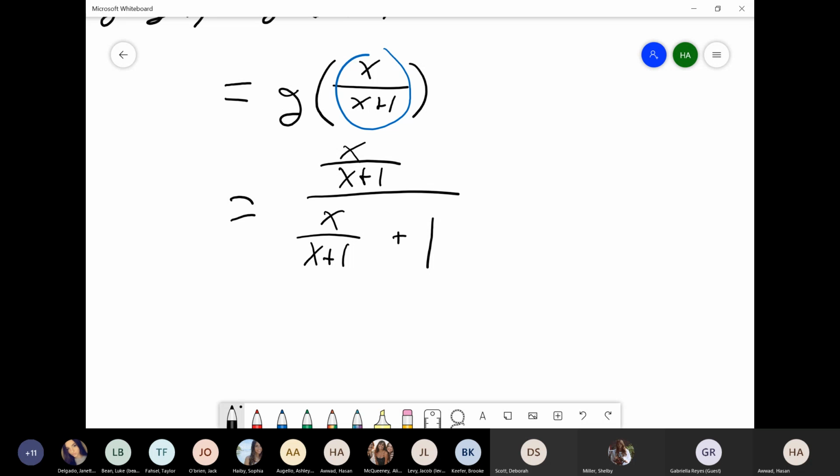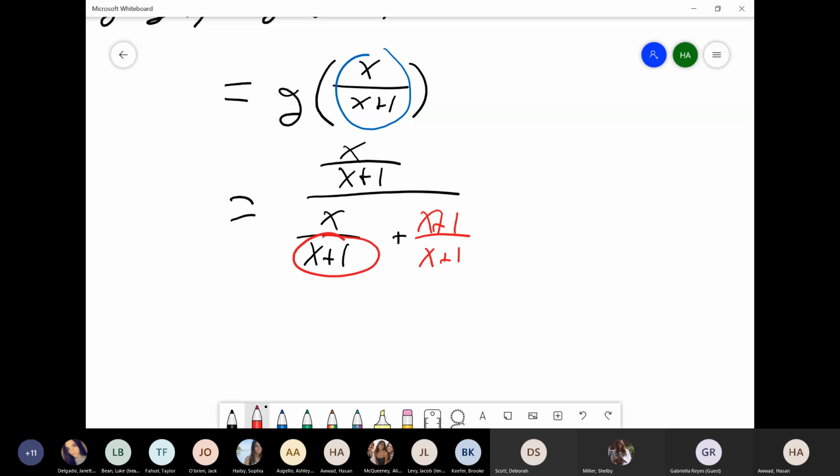Well, you know that you're going to need a common denominator for this plus 1 over here, so that way you can combine it with your other fraction. So if you want to take it one step at a time, that's totally okay. And I'm just going to replace this 1 with an x plus 1 over x plus 1. Why can I do that? Well, again, I'm just making common denominators.